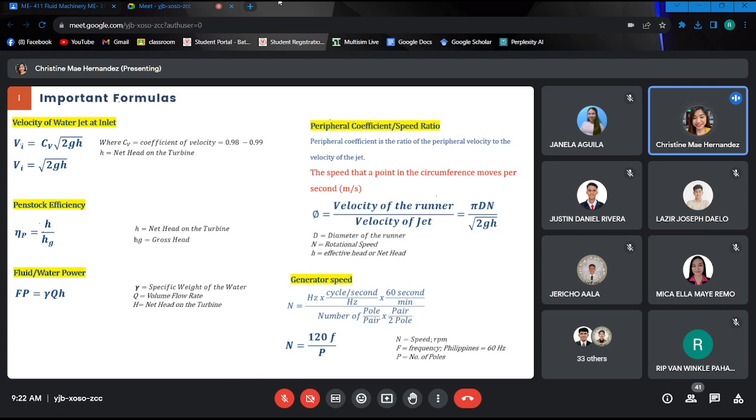Fluid or water power, so para tong sa pumps, YQTDH, it is the specific weight of the water times the volumetric flow rate times the net head on the turbine. Peripheral coefficient or the speed ratio, it is the ratio of the peripheral velocity to the jet velocity. So pag tinanong what is the velocity of the runner lang, so ang gagamitin nyo lang is pi dn. Okay? Pag sinabi, what is the velocity of the jet? Square root of 2gh. So, gagamitin nyo po. So, pag sinabing peripheral coefficient, so, velocity of the runner over the velocity of the jet. Okay, then generator speed. So, it is equal to 120 frequency, must be in hertz, so ating frequency, over the number of poles.